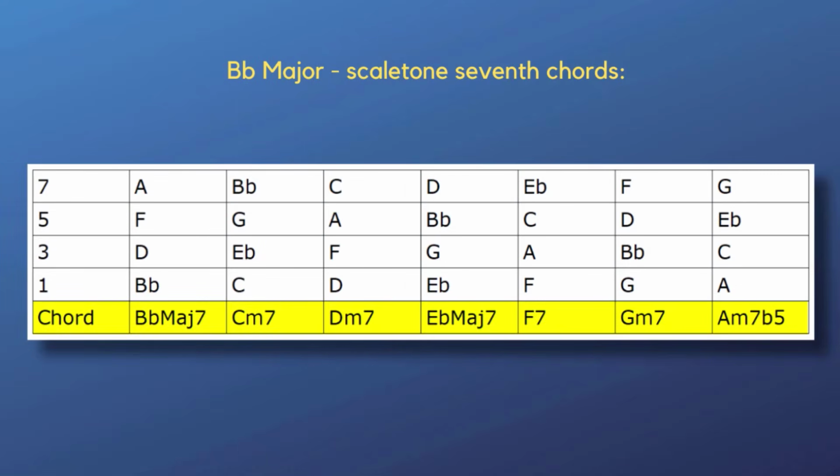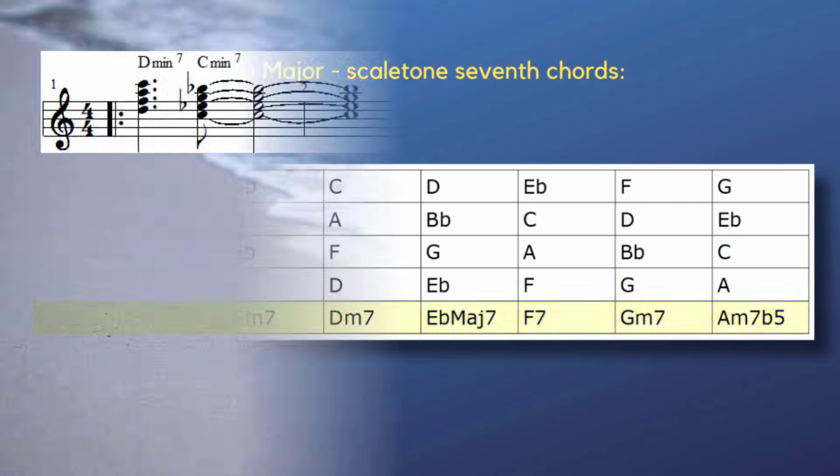In this next example, I'm borrowing some chords from the scale tone 7th version of the scale of B flat, which means I can use D minor 7 to C minor 7. D minor 7 contains the characteristic note.